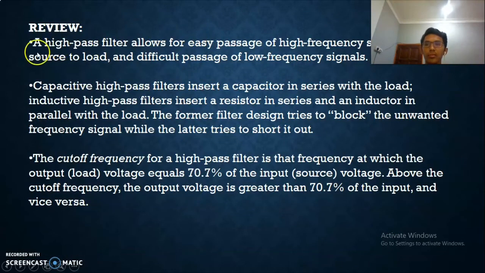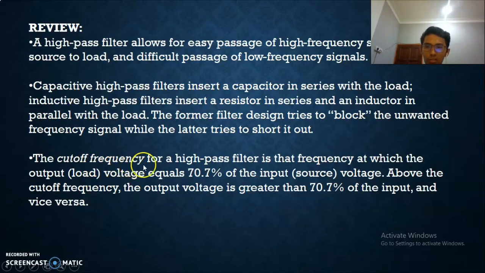And last, for the review: a high pass filter allows easy passage of high frequency signals from source to load, and difficult passage of low frequency signals. A capacitive high pass filter inserts a capacitor in series with the load. An inductive high pass filter inserts a resistor in series and an inductor in parallel with the load. The former filter design tries to block the unwanted frequency signal, while the latter tries to short it out.